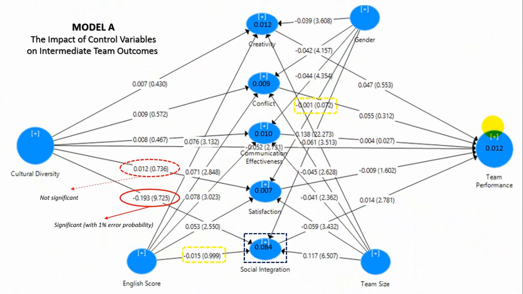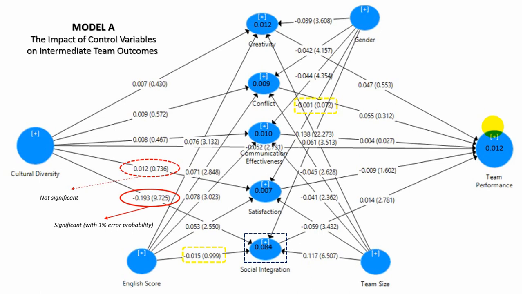But let's now take a look at research model A, where we include such control variables as team size, gender, and English score. We can see that all three control variables only have a slight impact on 5 intermediate team outcomes. Although the impact is minor, it is still more important and significant than the impact of cultural diversity.